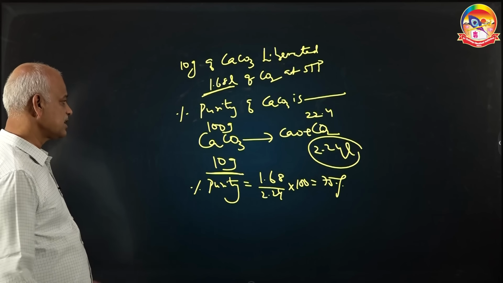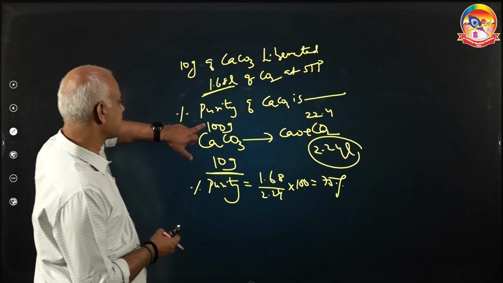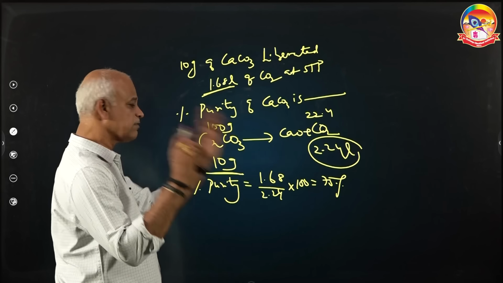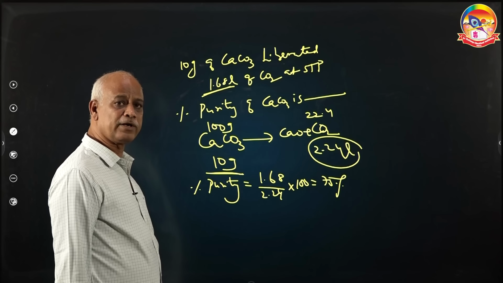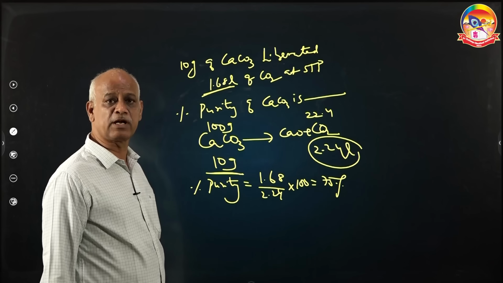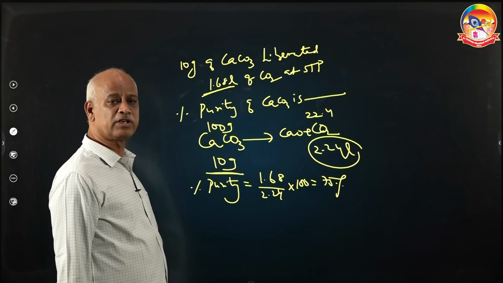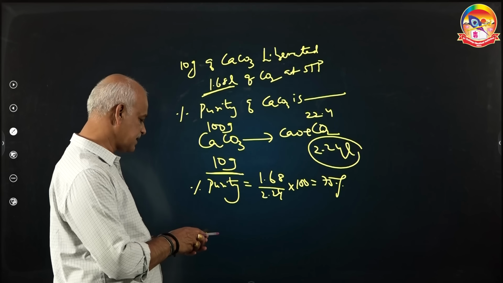One more such question. Did you understand, all of you? 100 grams will give 22.4, so 10 grams should give how much? 2.24. If it is 100% pure, you will get 2.24 liters of carbon dioxide. But how much did you get? Only 1.68 liters. So therefore, the purity is only 75%.